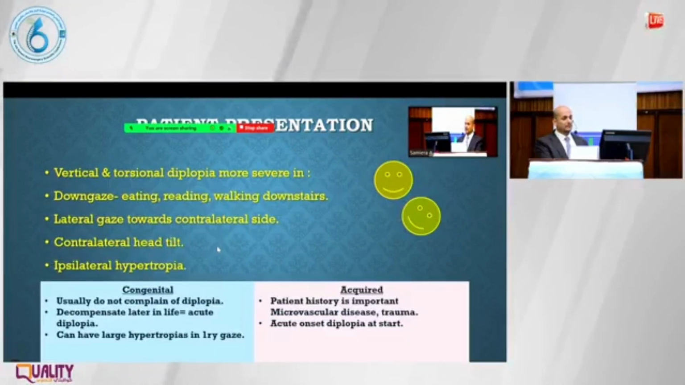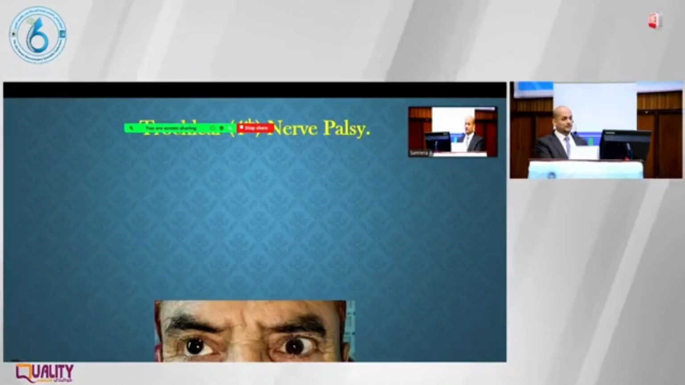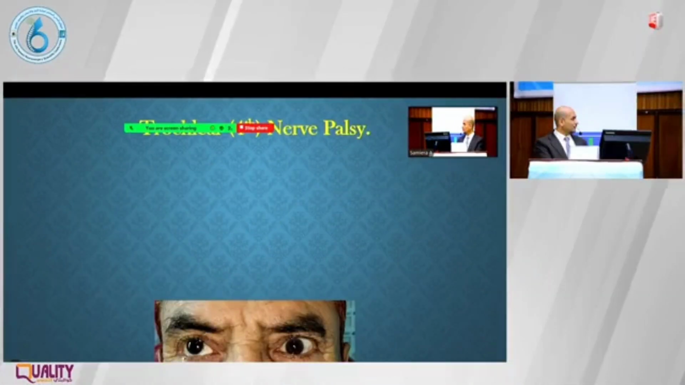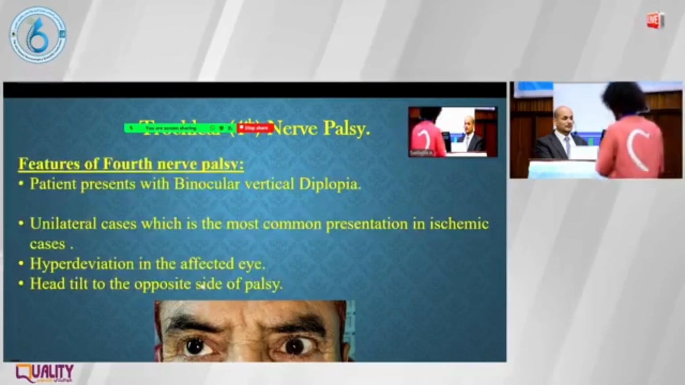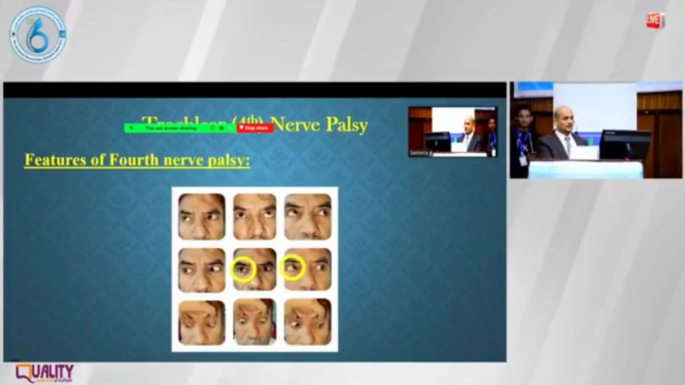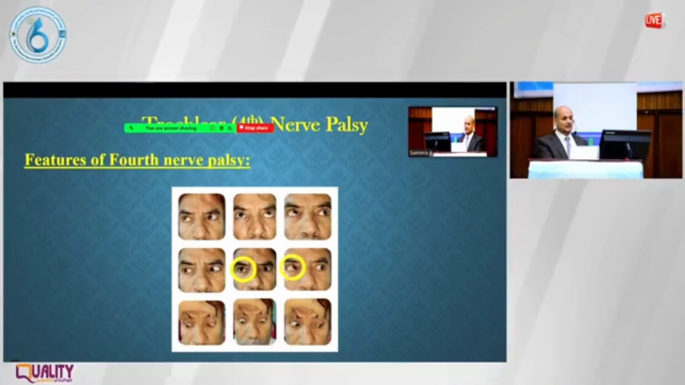The patient also will have hypertropia and a contralateral head tilt in cases of unilateral fourth nerve palsy. So that is a patient with right fourth nerve palsy with right hypertropia. Here we can see inferior oblique overaction in the right eye.